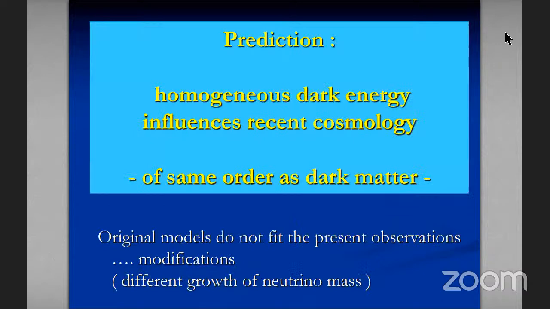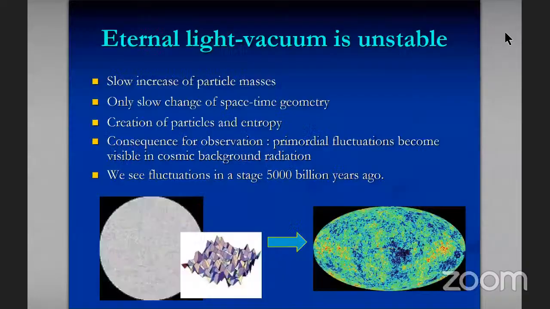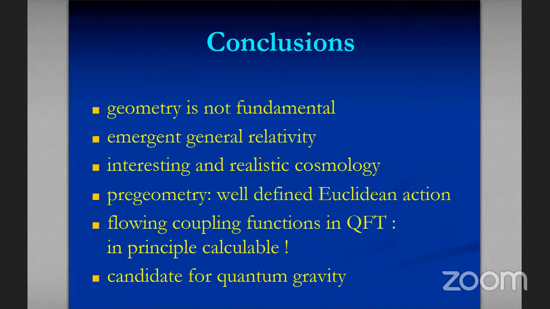Geometry is not fundamental. General relativity can emerge dynamically from a more fundamental theory that you can base on simple Yang-Mills theory. It gives rise to interesting and realistic cosmology. And in principle, once you solve the quantum field theory, you can compute these flowing functions by scaling solutions of the functional renormalization group. And that makes the theory pretty predictive.